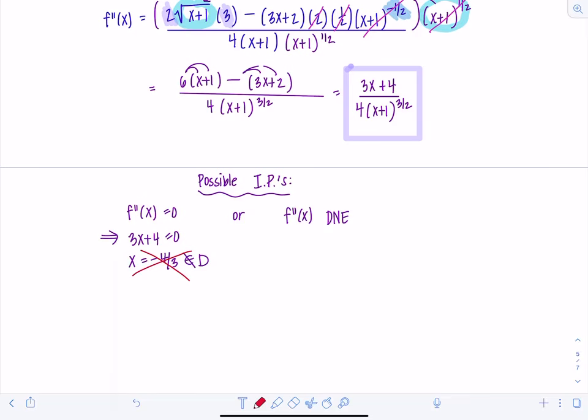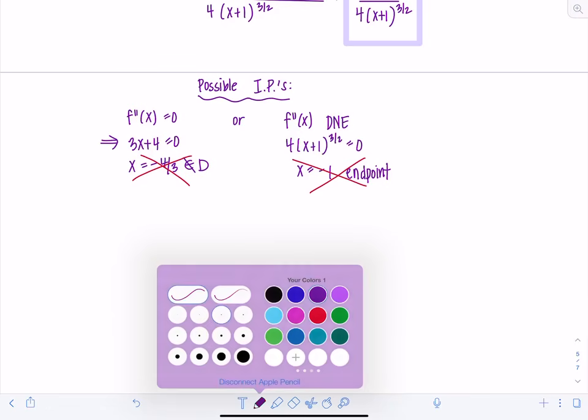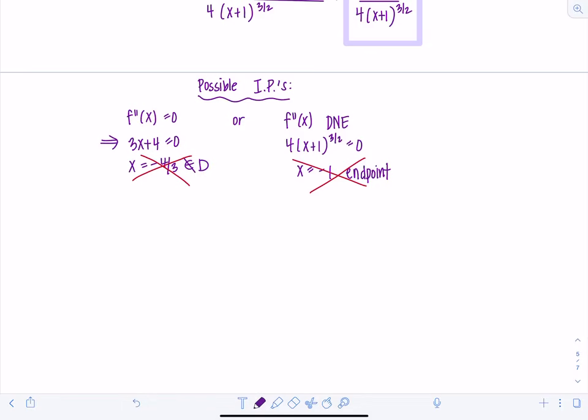We're not considering it. Similar to f double prime of x not existing, notice that would mean 4 times x plus 1 to the 3/2 equals 0, but that would mean x equals -1, and that's outside. That's the end point. So that's not a contender. So we're not going to consider that one either. Oh no, what do? Just proceed as usual. It's actually going to be even easier than last time, okay? So no possible inflection points. That means the concavity is consistent throughout the whole graph. So we just got to determine what kind of concavity we're talking about.